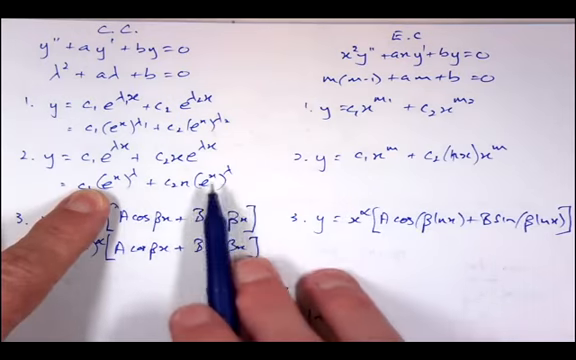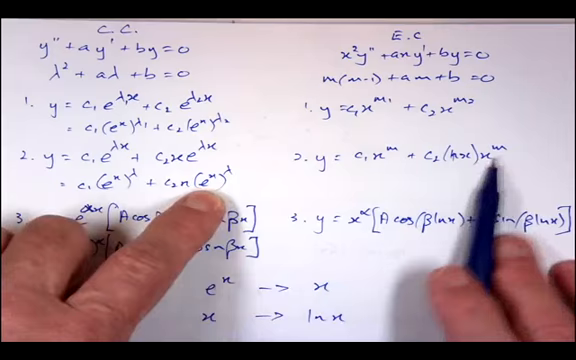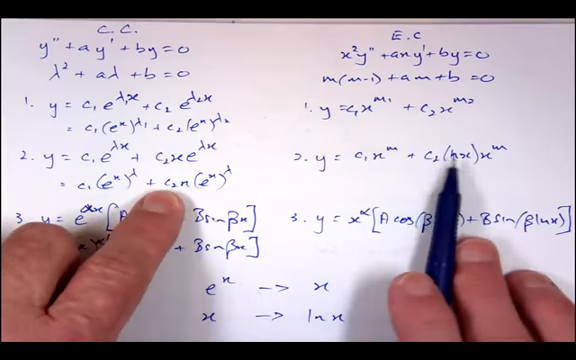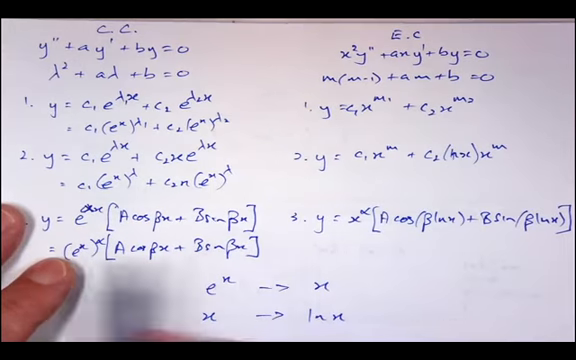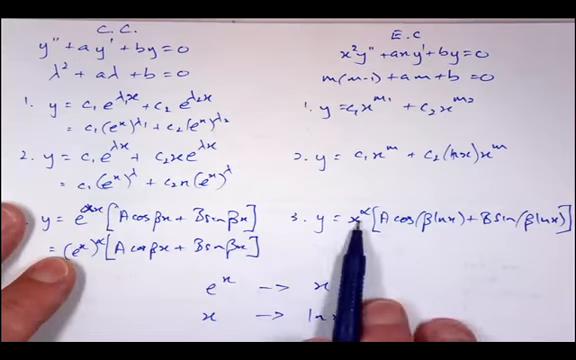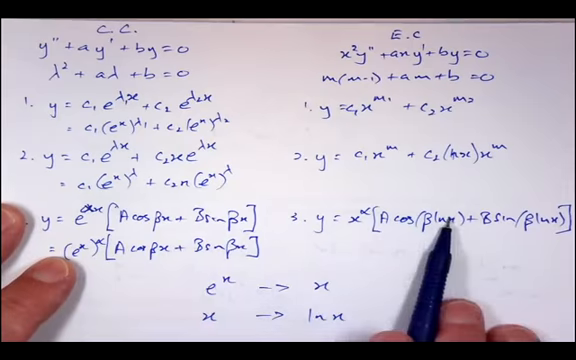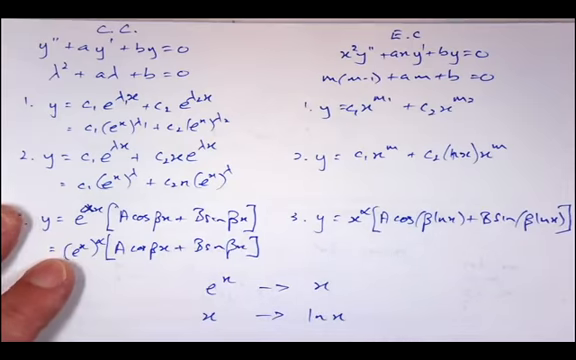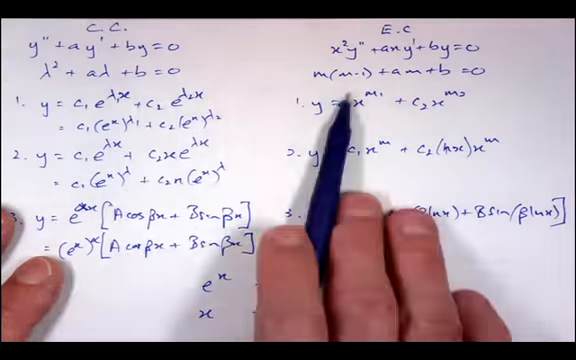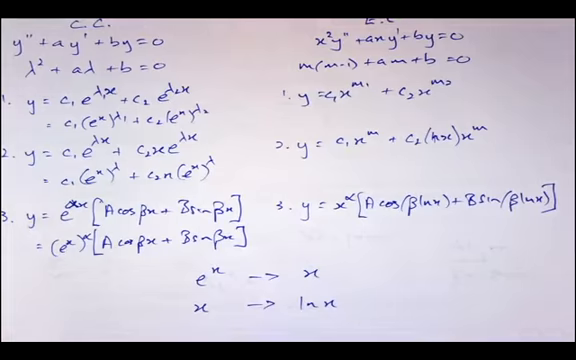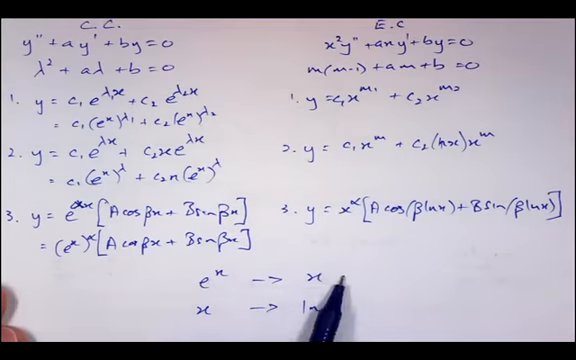There is something to a power, there is something to the power, but this x has gone to log x. Here I have something to a power, so the e to the x has just gone to x, and the x's in here have gone to log x. So you see the form of each of these is really the same, except we've used this transformation, e to the x goes to x, and x goes to log x, to get from one to the other.